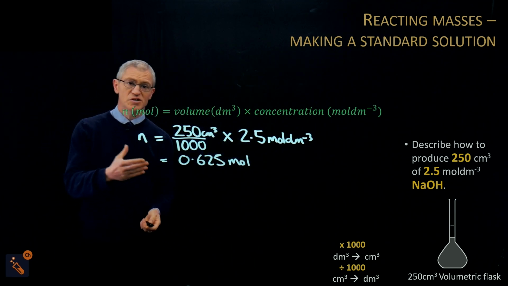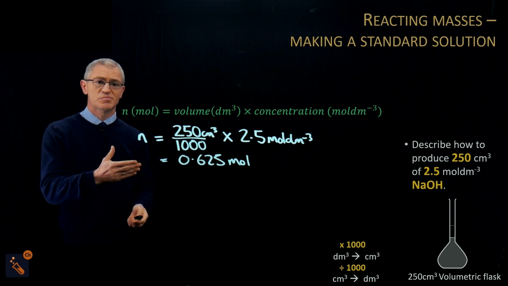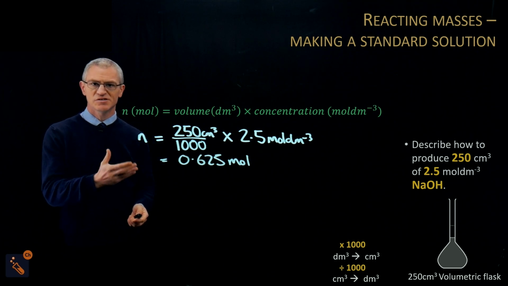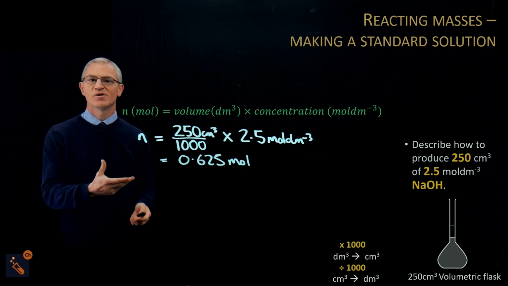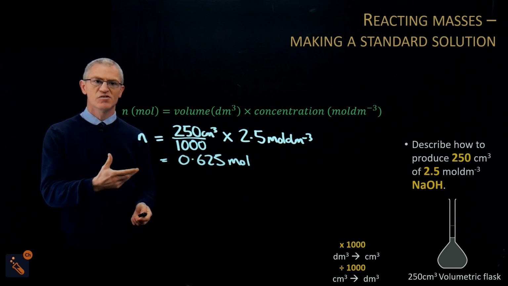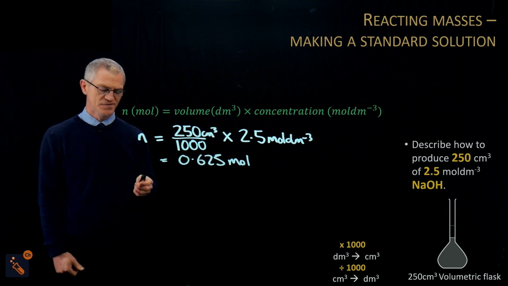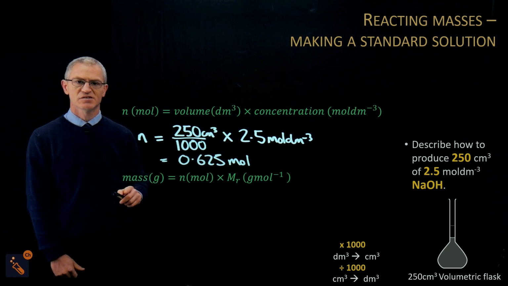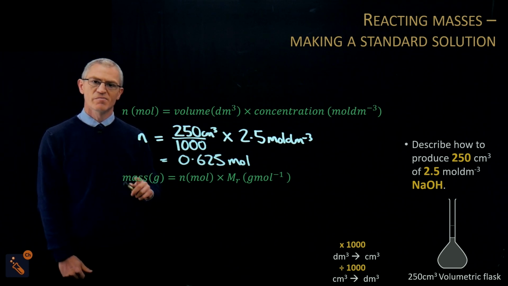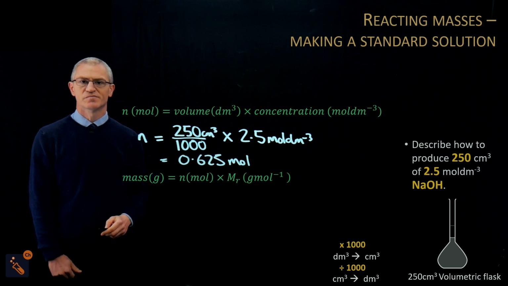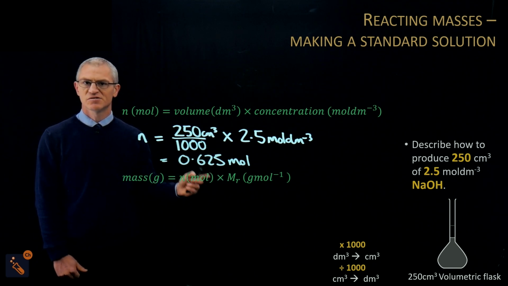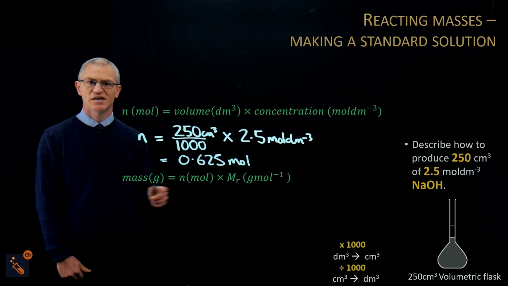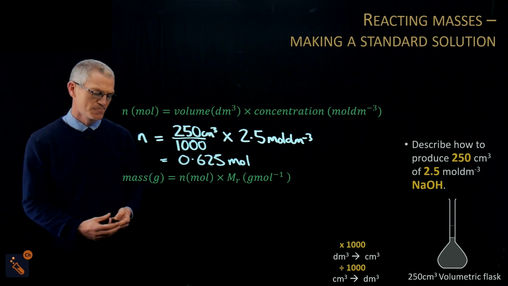So now you've got your number of moles that you need. But the question is saying, how do you produce it? Well, physically, you've got to know how much, in terms of mass, of your sodium hydroxide you add to your 250 centimeters cubed of water. So we need to use the rearranged equation from the first slide, which says mass equals moles times Mr. You need to get used to rearranging equations. The equation is normally moles equals mass over Mr, so we've just rearranged that to give mass as the subject.